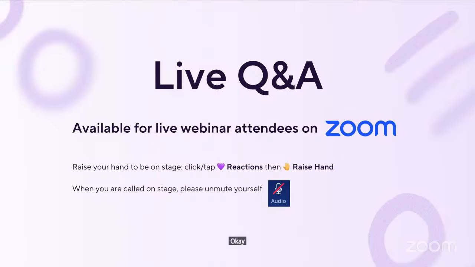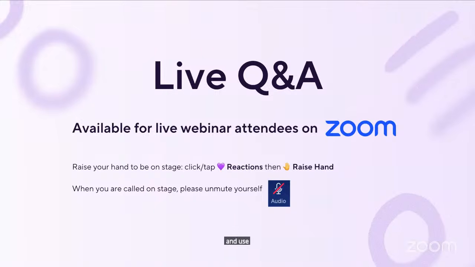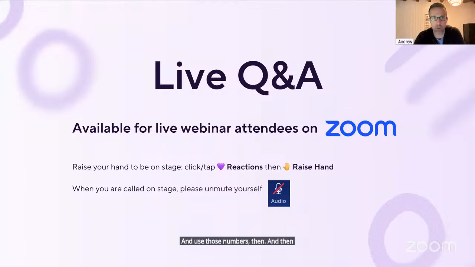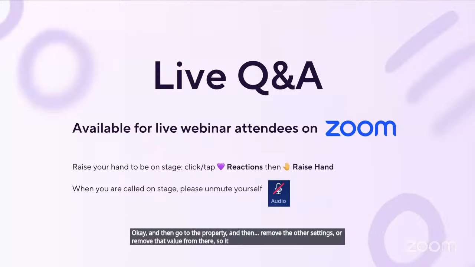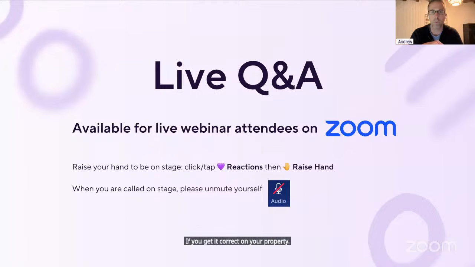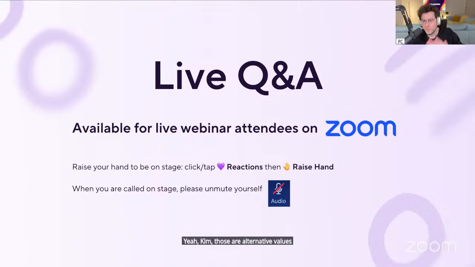Okay. That makes sense? So the best place to do it, since we only have one property, is essentially under settings and properties, and use those numbers then. And that will be the source of truth, yes. Okay, and then go to the property and remove that value from there so it won't double. If you get it correct in your property, that will be the correct value. Yeah, Kim, those are alternative values. Those are not in competition or adding up.